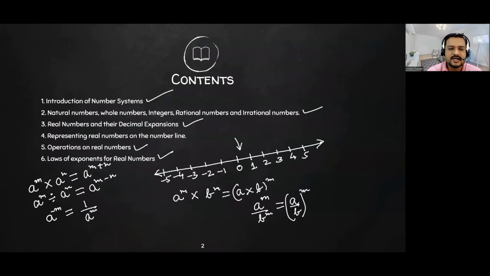Now here this a is what? It is the base, and this m is what? It is the power. So for this law, the base should be same, and if the powers are different and a multiplication sign is there, so addition of the powers takes place. We'll study these laws in depth when this topic will come.